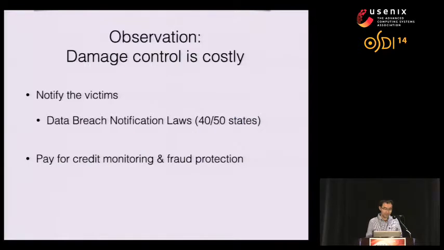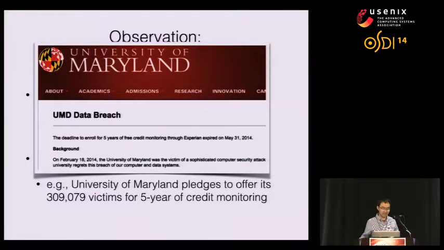Even worse, in the case that users' financial information is also breached, then they are also required to pay the victims for services like credit monitoring and fraud protection. So hopefully this is not the case for Trace if we still trust them. But University of Maryland is not that lucky. When University of Maryland discovered their website was compromised earlier this year, which contains the social security number for all of its staff members and students, they pledged to offer its 300,000 victims 5 years of credit monitoring service. This is gonna be a lot of money for a public school.